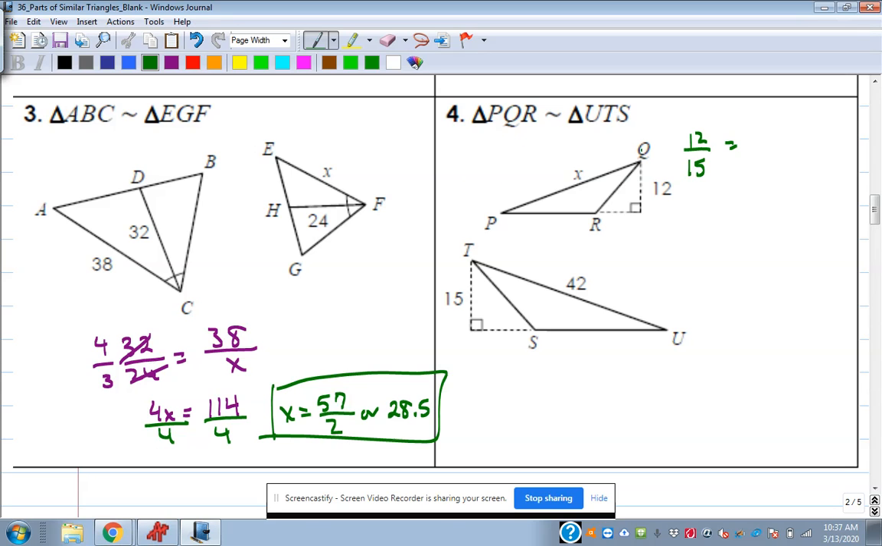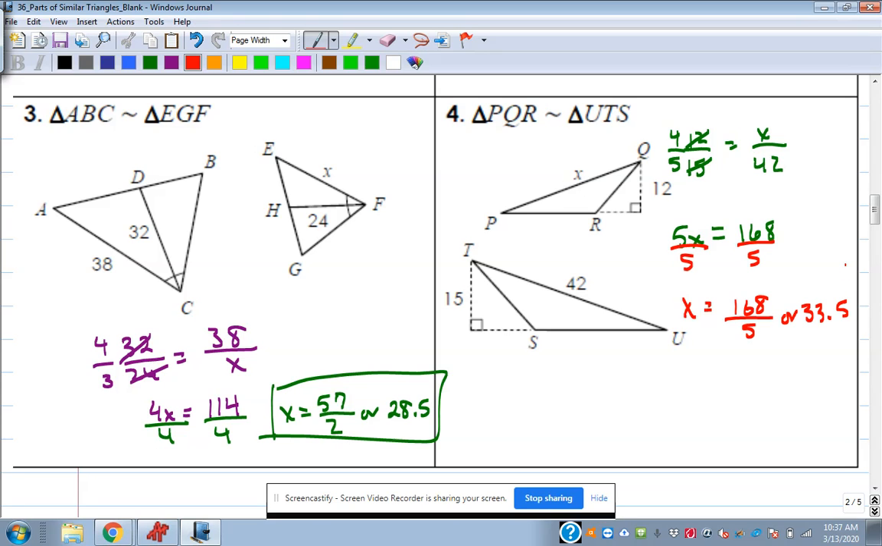X over, yeah, I got it. P, Q goes with UT, yeah. X over 42. Simplify 4/5. 4 times 42 would be 168. And I know that doesn't go evenly. 168 over 5 or what?